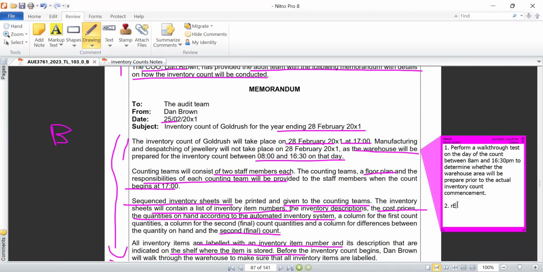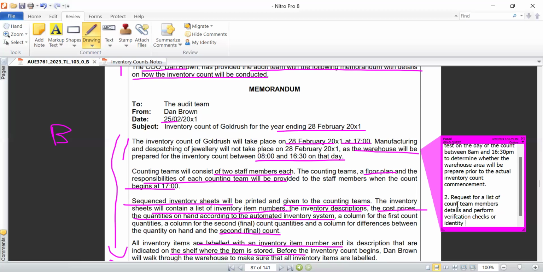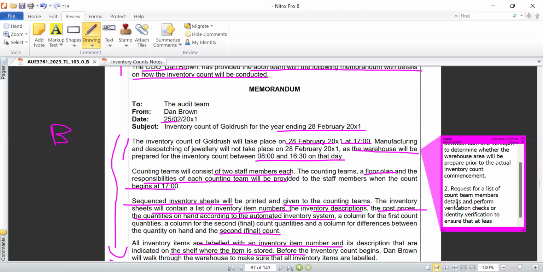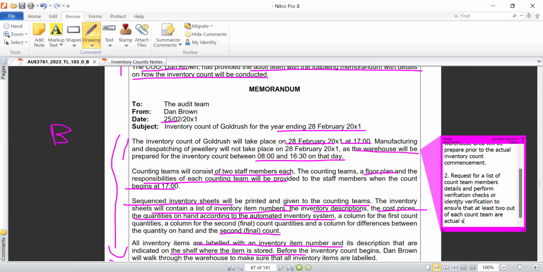So we're going to request a list of count team members' details and perform verification checks or identity verification to ensure that at least 2 out of each count team are actual staff members of Gold Rush.